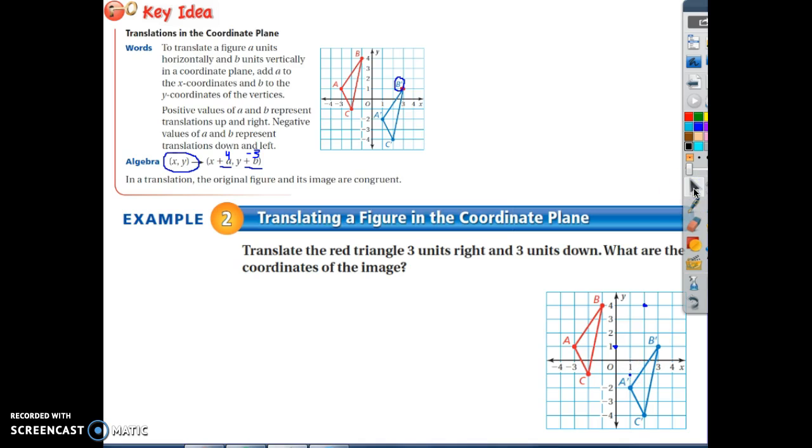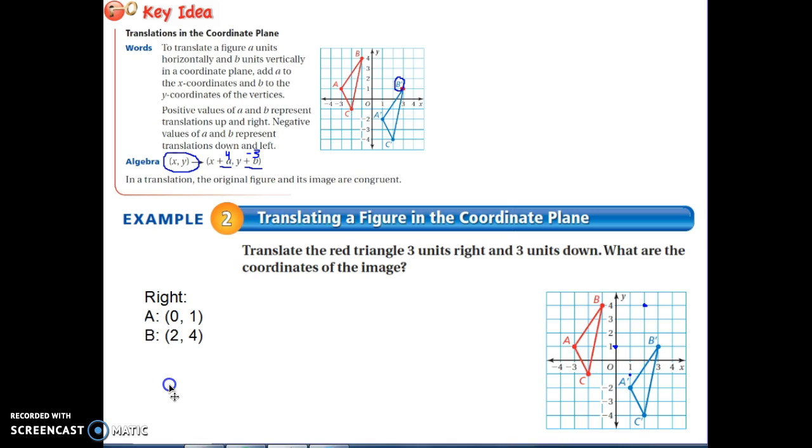If I simply count those coordinates, I find that if I move to the right, A becomes the point 0, 1, B becomes the point 2, 4, and C becomes the point 1, negative 1. From there, I'm then going to also move 3 units down. So I'm going to take each of those coordinates and move them 3 units down.